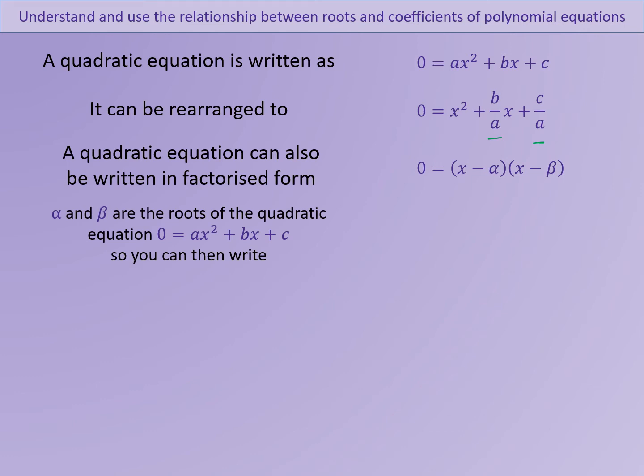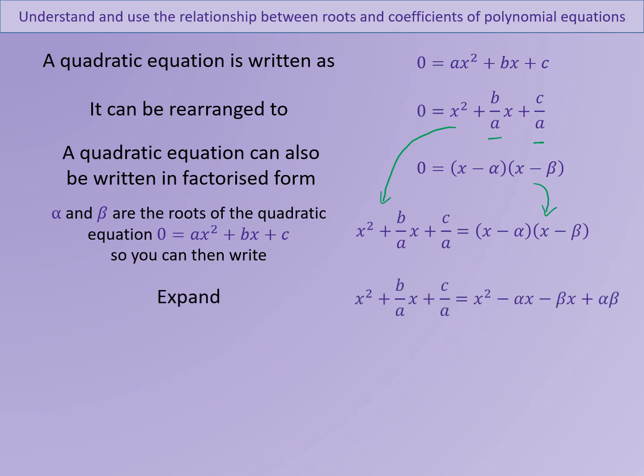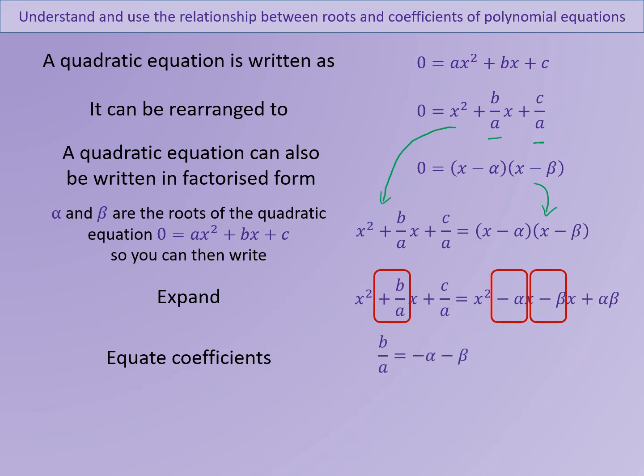So if alpha and beta are the roots, then what we can write is that the equation on the left hand side must be equal to this on the right. And so if we expand the right hand side and group together the coefficients, we have minus alpha and minus beta on the right hand side, which will be equal to b/a from the left hand side. And we have the c/a on the left hand side must be equal to the alpha beta on the right hand side.